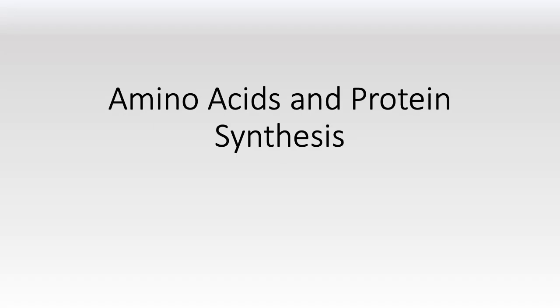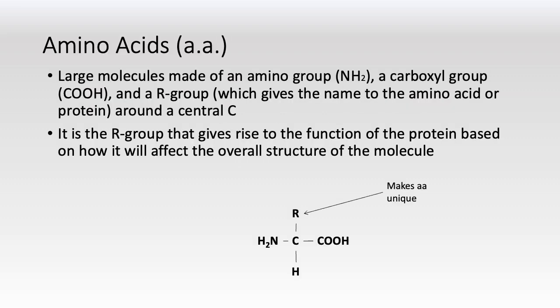The last thing we're going to take a look at here is the amino acids and the proteins in terms of the production of proteins, or protein synthesis. When we look at amino acids, what we have to remember is that they're going to be large molecules that are going to have an amine group or an amino group within it, the NH2, and a carboxyl group, a COOH, and an R group, and we'll get to what those R groups are here in a second, that will make each amino acid unique.